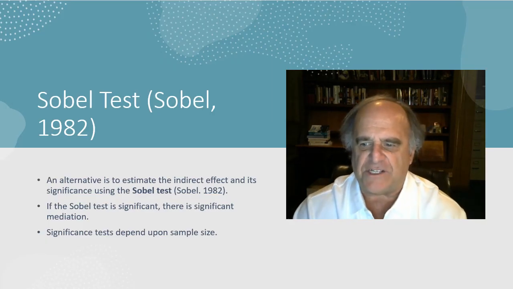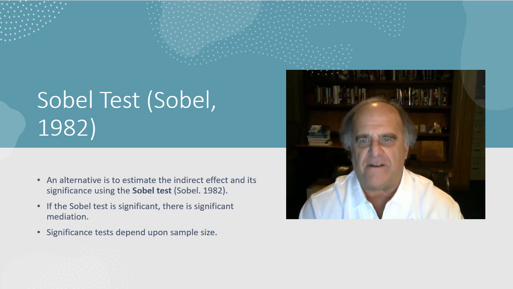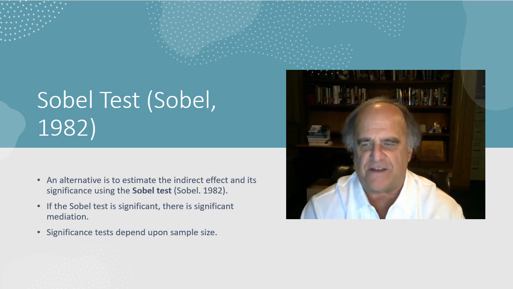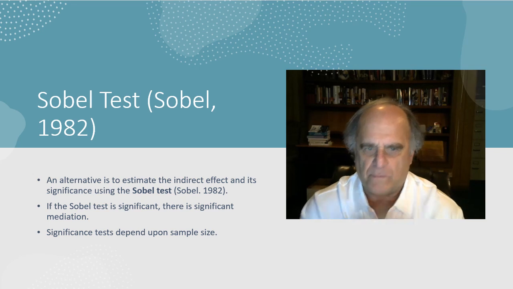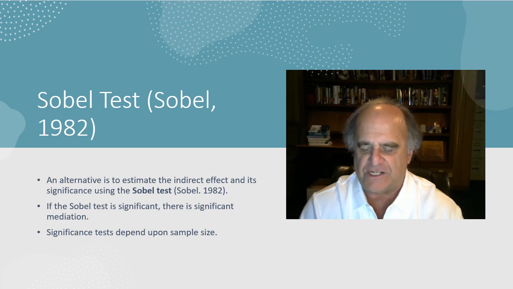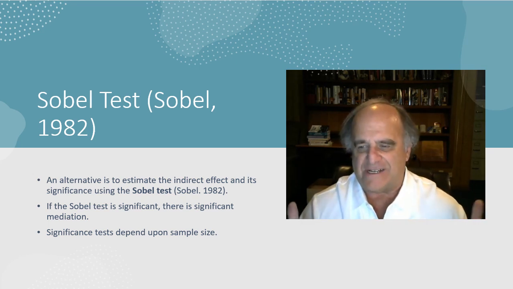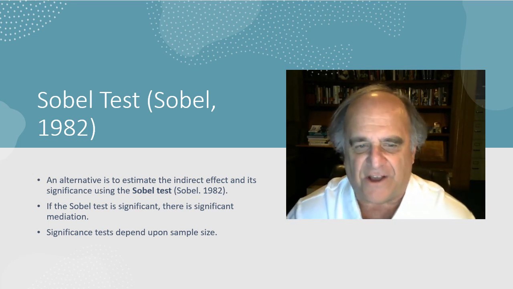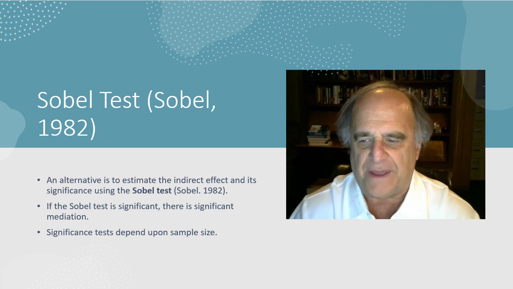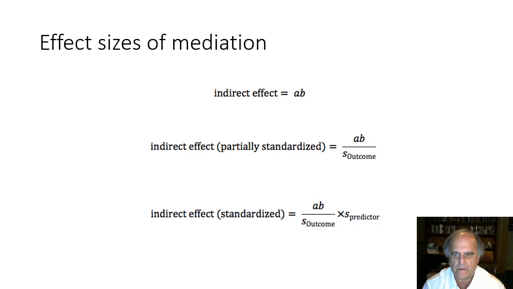There is also something called a Sobel test. The Sobel test is from 1982. It's an alternative used to estimate the indirect effect and its significance. Basically, if the Sobel test is significant, there is significant mediation. One of the problems, of course, is that the significance test depends upon sample size, but that's always true. To me, that's not a huge problem because we know significance tests are going to depend upon sample size. It's probably best to read Field to understand these next couple slides.